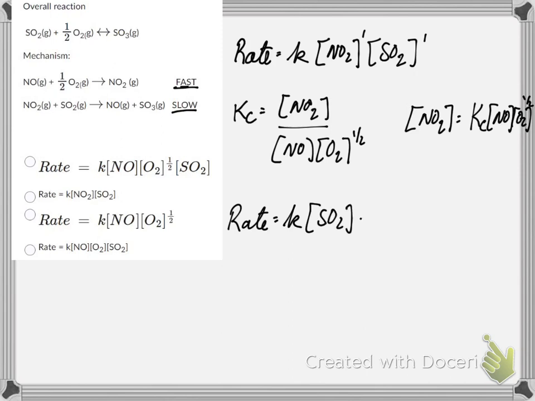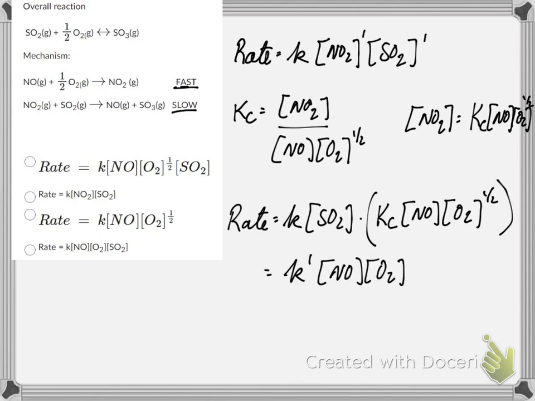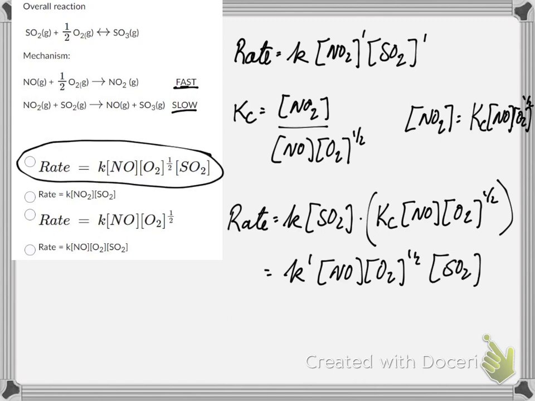So here's the portion of the rate, the slow step, that's perfectly fine, K times SO2, but now we have to substitute out for NO2. We can include the catalyst, NO. We make the substitution, and this becomes our rate law, which is option A. Okay, so option A. It's a really good thing to practice.